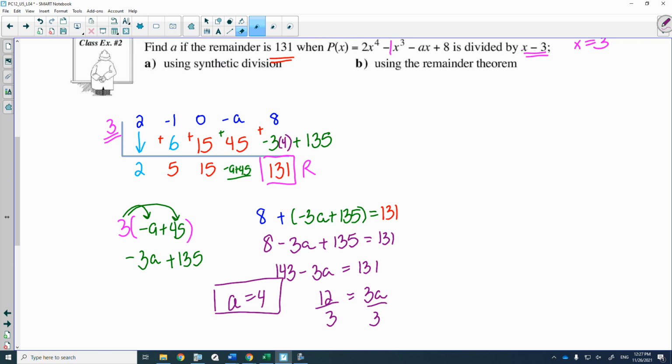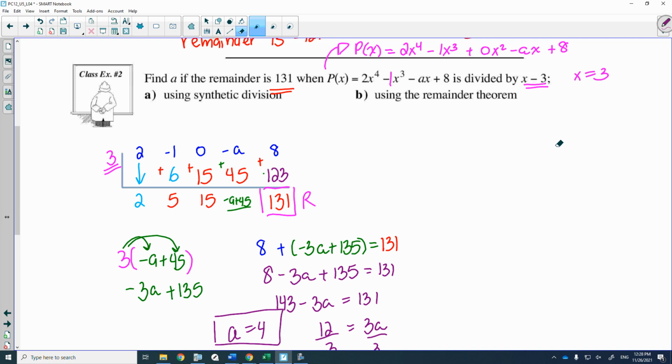I could calculate negative 3 times 4. So negative 3 times what I think the a value is, which is 4, plus 135, and I get 123. So this becomes 123. And then 8 plus 123 is our answer of 131. So that's one way that I could verify. The other way that I could verify is essentially, I'll do it on this side here when we're doing the remainder theorem.